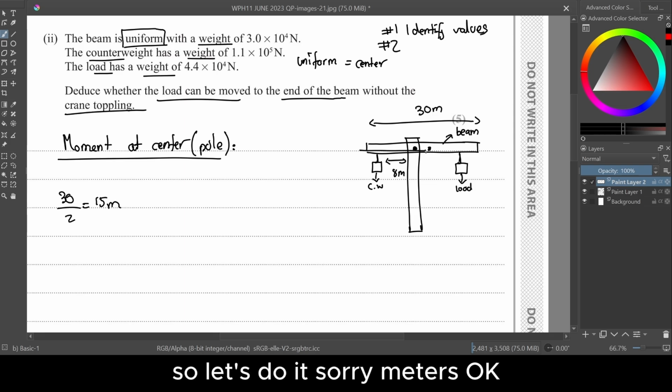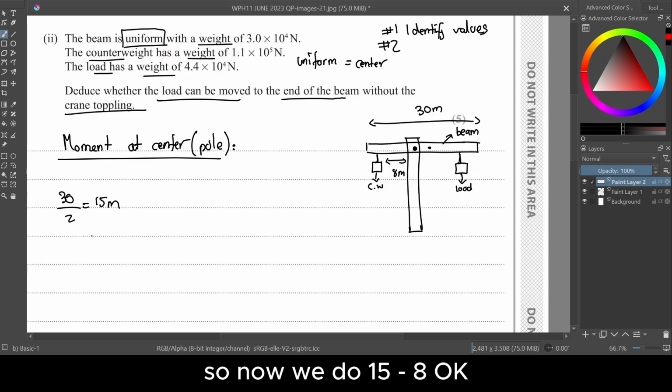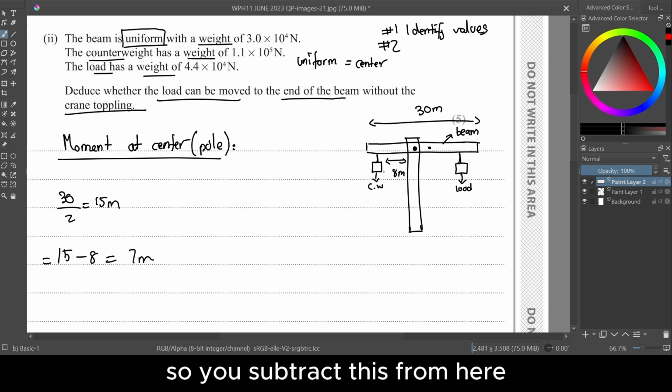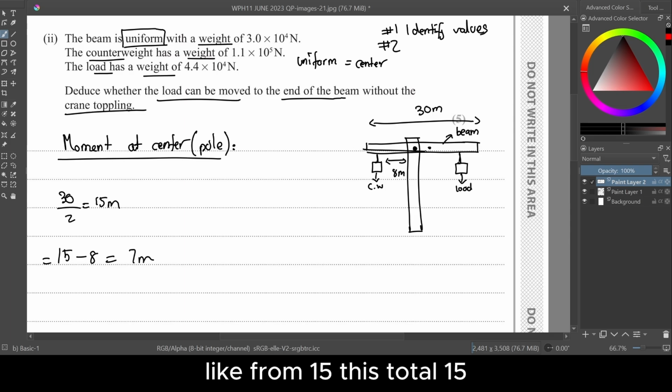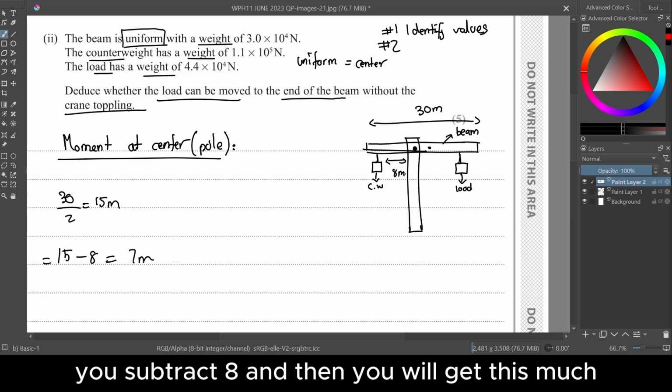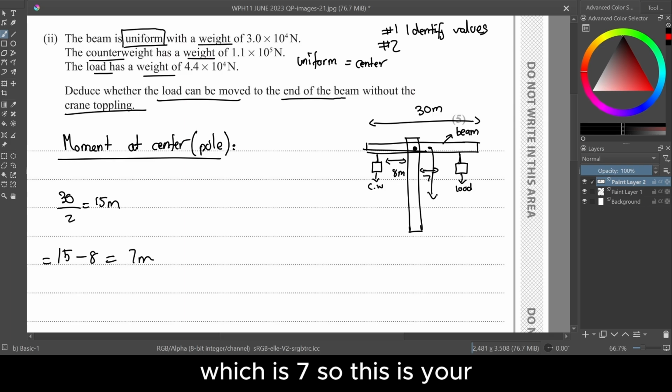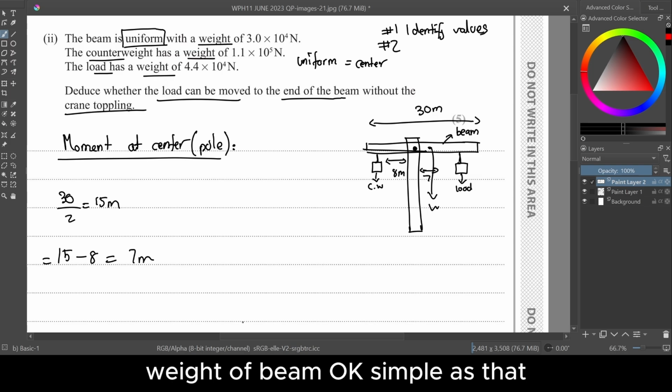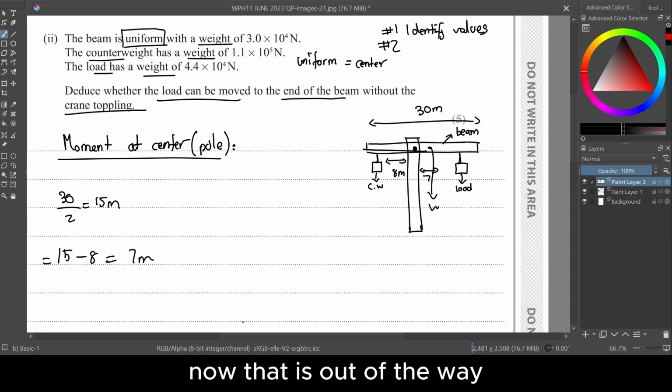Okay, so let's do it. Now we do 15 minus 8, so you will get 7 meters, right? You subtract 8 from the total 15, and you get this much, which is 7. So this is the distance for the weight of the beam. Okay, simple as that. Now that is out of the way.